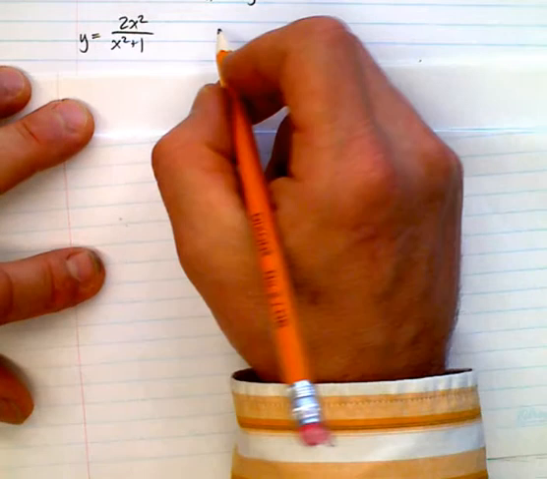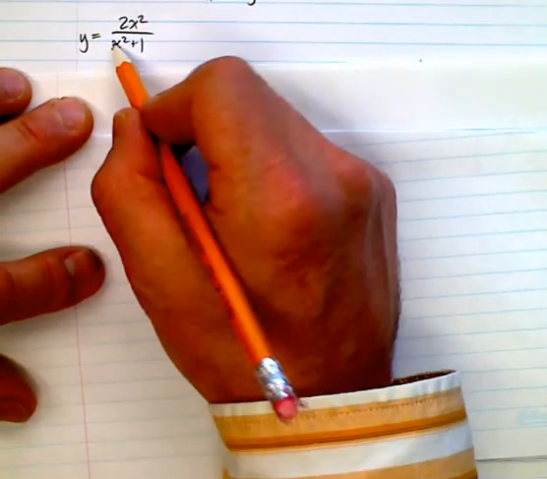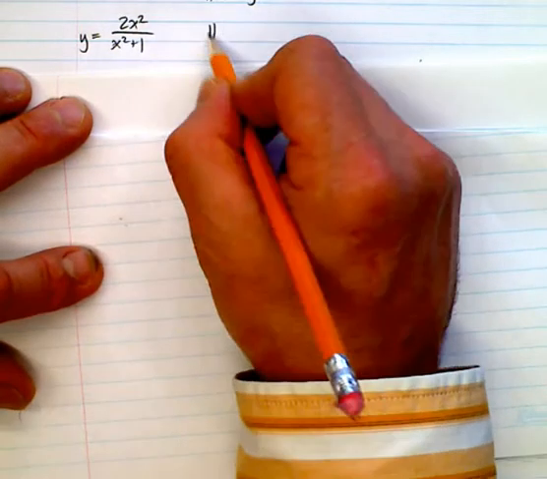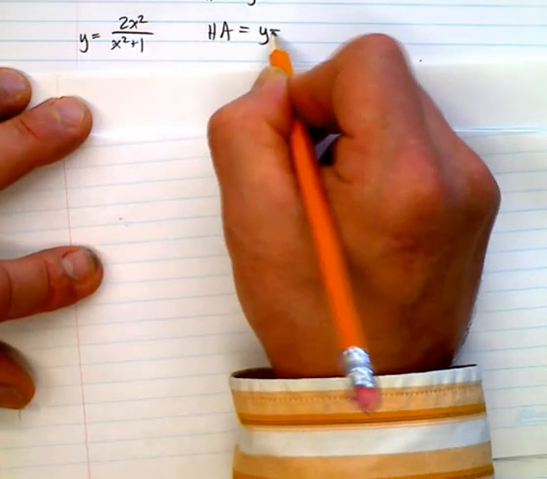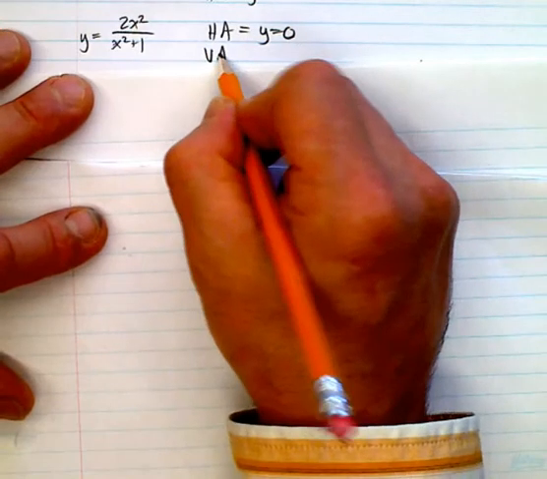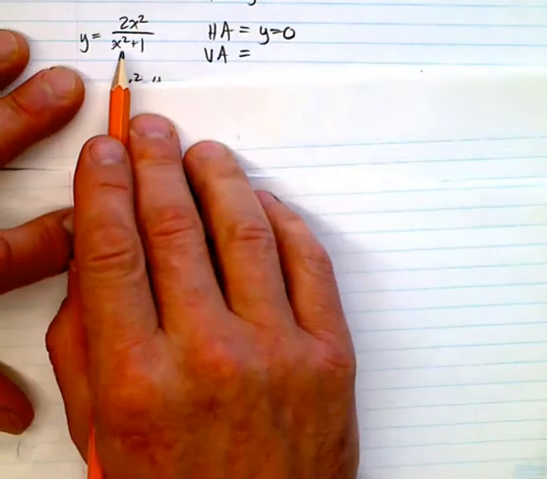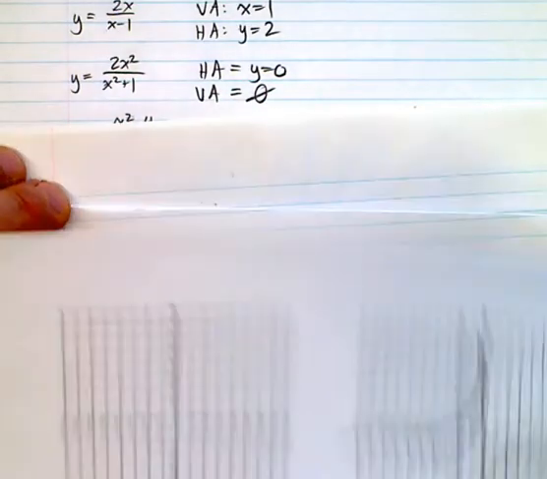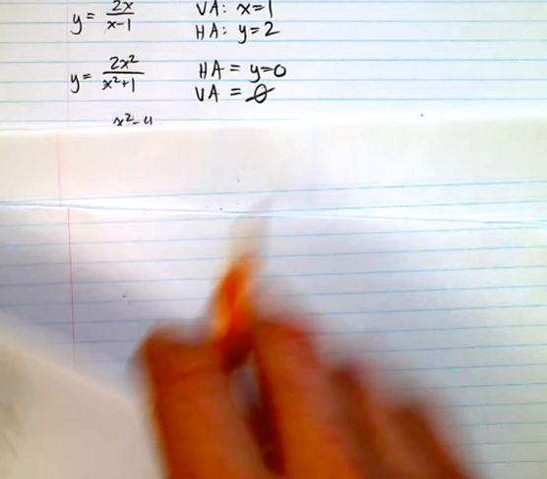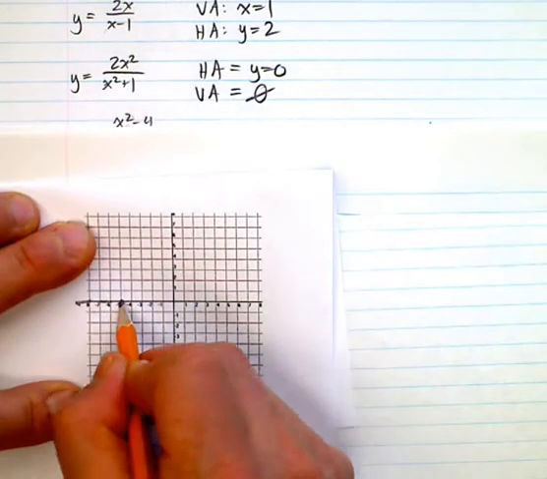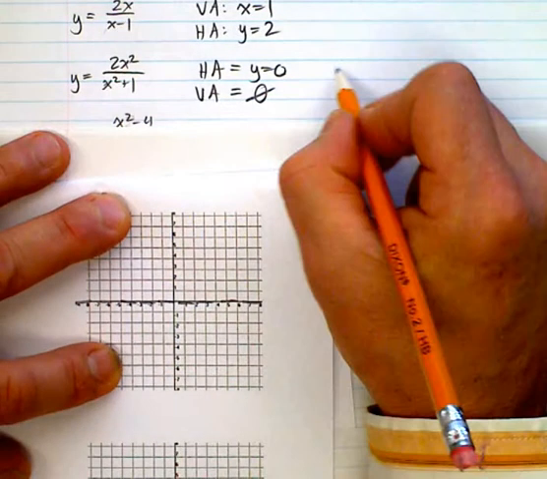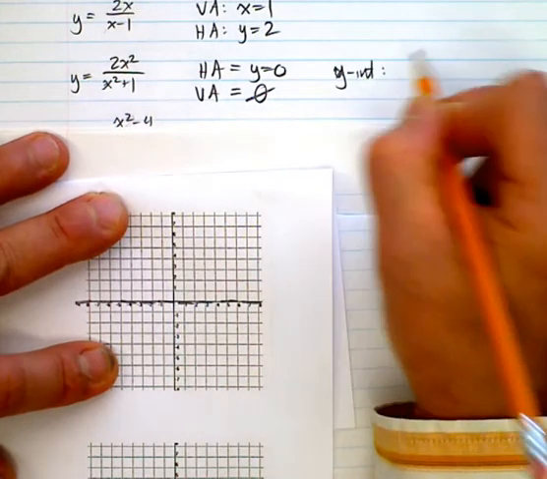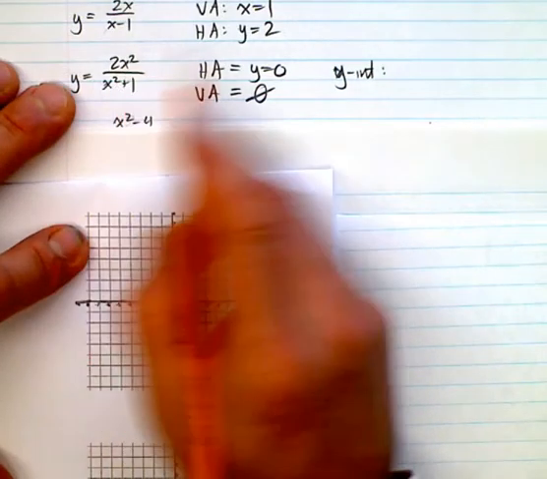So notice that they are the same. So by definition, my horizontal asymptote is equal to y equals 0. Do you have a vertical asymptote? Is there anything that makes this denominator 0? There is none. Okay, so all we have is a horizontal asymptote at y equals 0. So boom, let's just do this. Okay, let's look at some x-intercepts. Let's do y-intercepts first. That's going to be x is 0, so it's going to be 0.